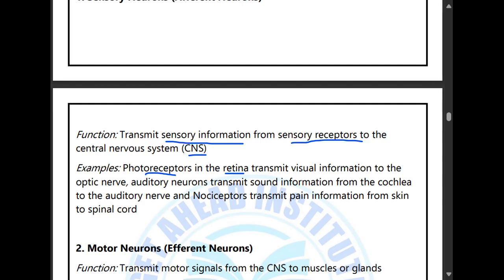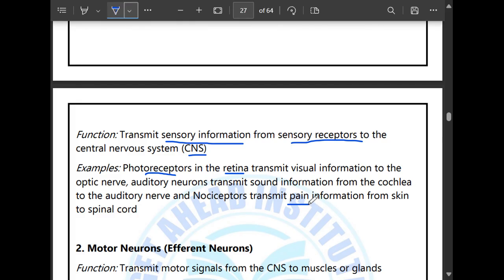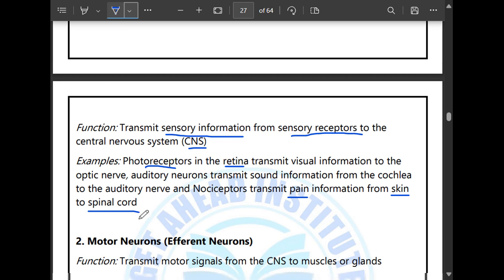Then we also have auditory neurons, which transmit sound information from the cochlea to the auditory nerve. Then we also have the nociceptors. These transmit pain from the skin to the spinal cord. That is on sensory.